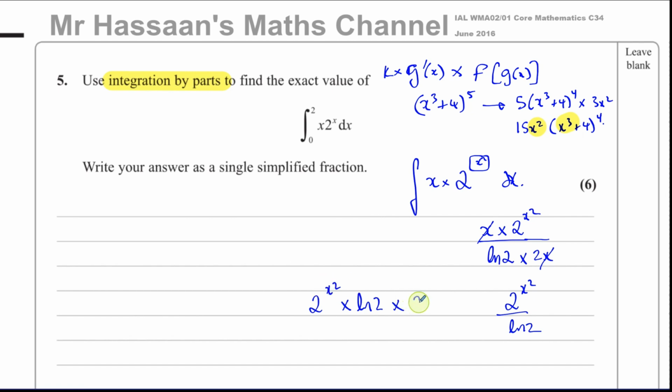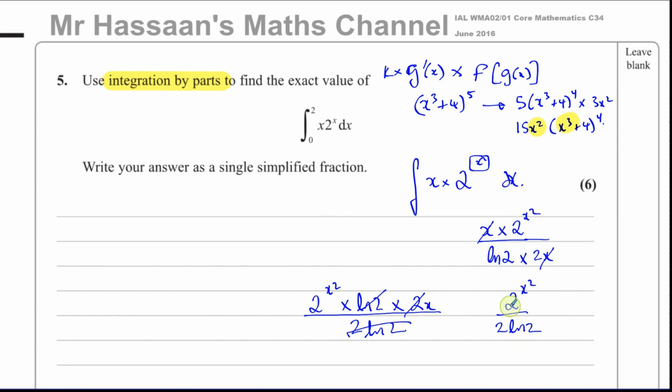Then you multiply by 2x, and that's all over what we already have there, which is 2 ln 2. Basically, this is going to be a 2 ln 2 times 2 ln 2. So you see here what will happen. The ln 2 will cancel out, and the 2 will cancel out, and you're left with x times 2 to the power of x squared, which is exactly what we started with. Right, so that's if there was an x squared here.